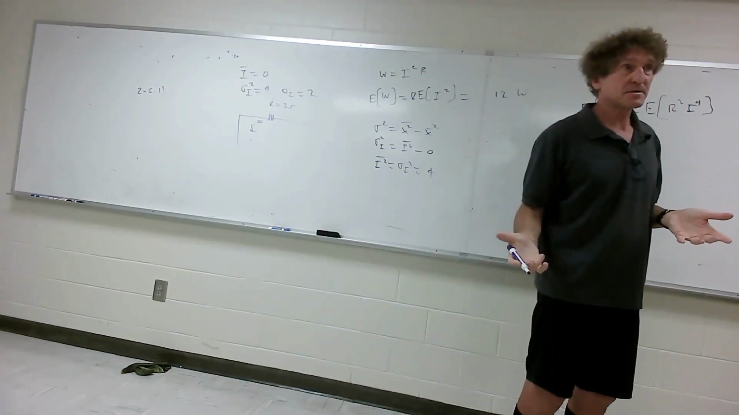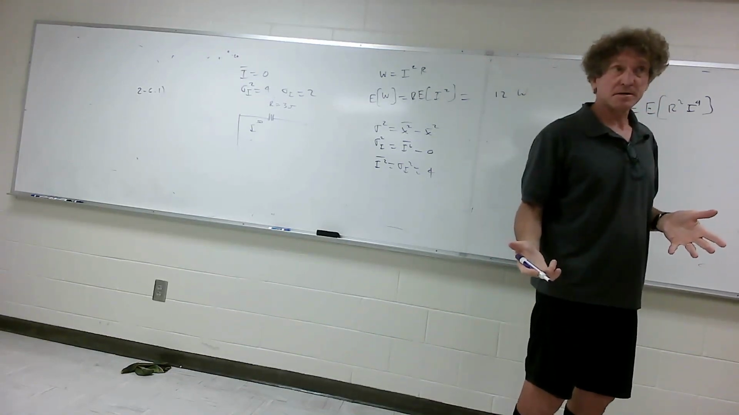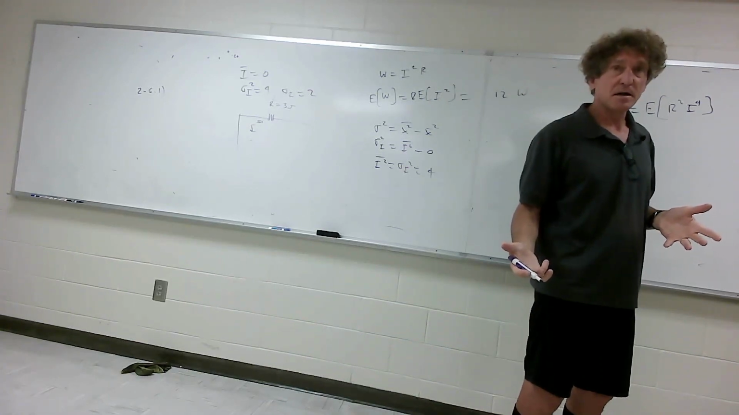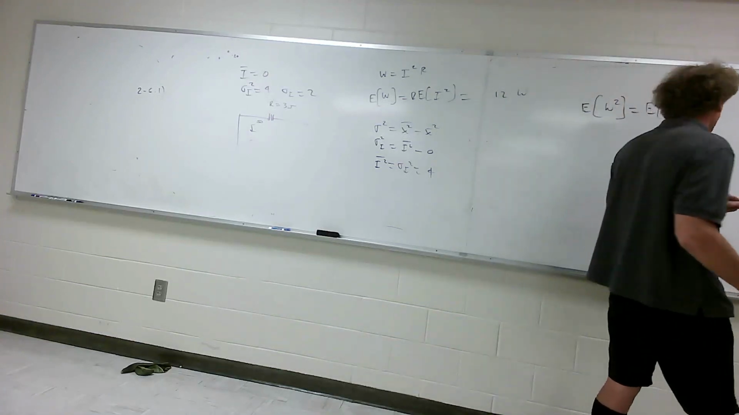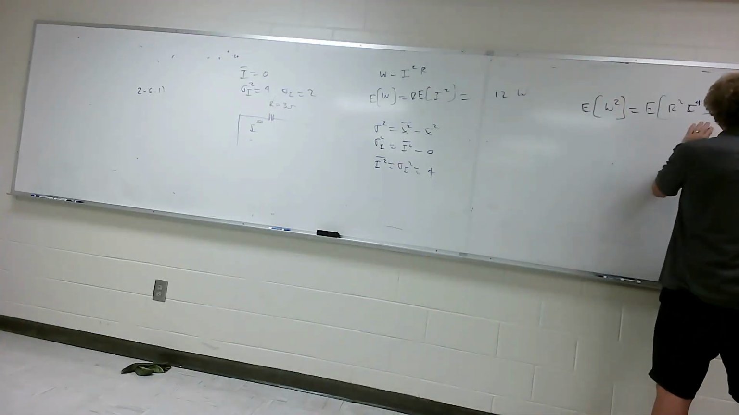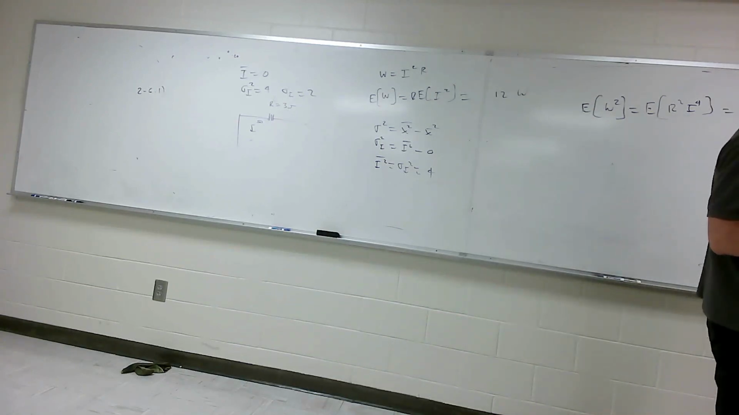I'm just trying to be clear about this. You all with me on this, class? Did you all take a look at these? It's straightforward if you think it through. So I can take the R squared out in front. Now what's the expected value of I to the 4th?